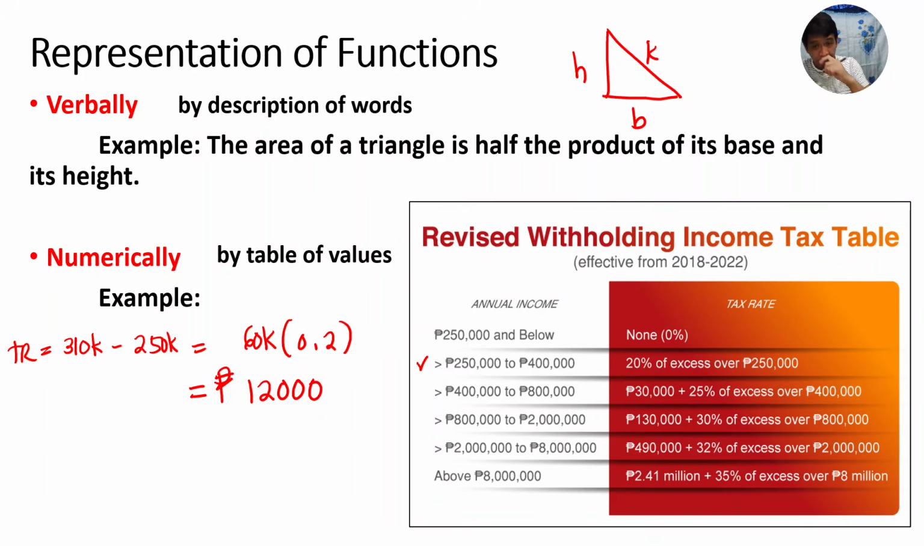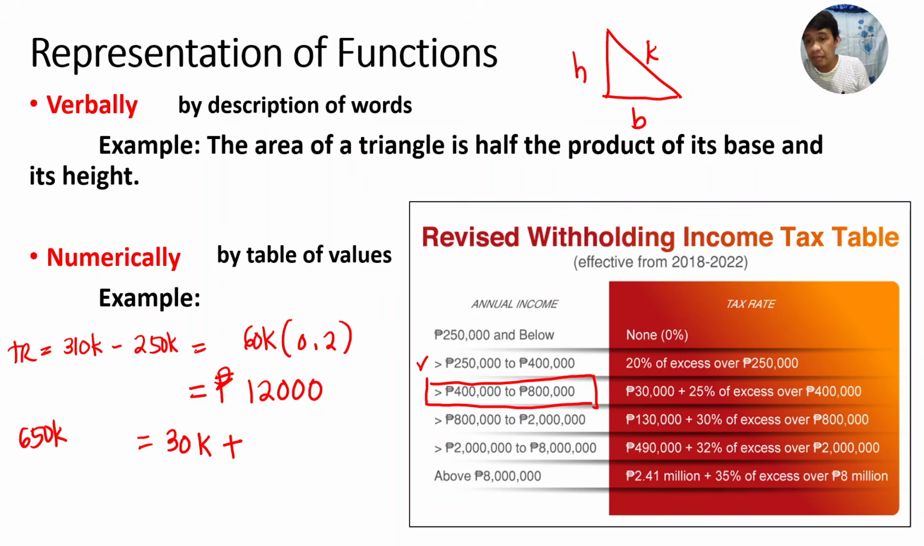So what if ang kinikita ng family ay 650,000? So 650,000, that's in this part ng table, which is 400,000 to 800,000. So ang sabi dito, meron ka na kaagad babayaran na 30,000. So ang tax rate mo daw is 30K plus 25% in excess over 400,000.